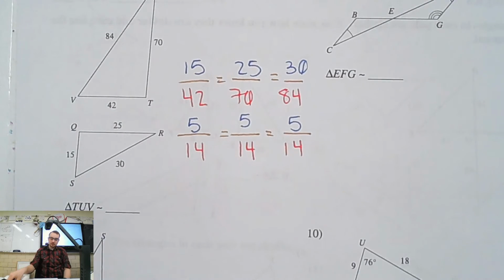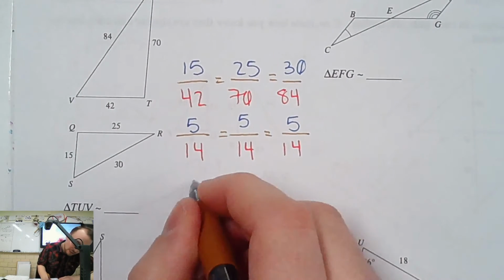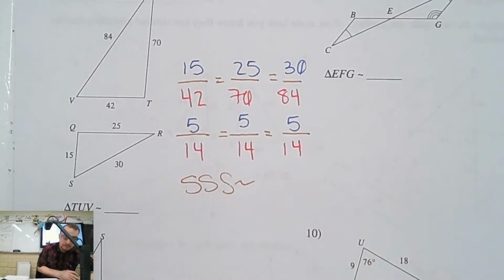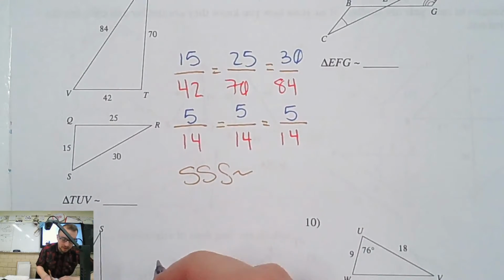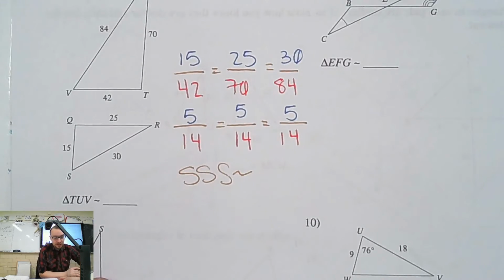So we get 5 over 14 for all of them, so all of them must be similar. So we've got by side, side, side similarity. These two triangles are similar. So we got TUV at the top.